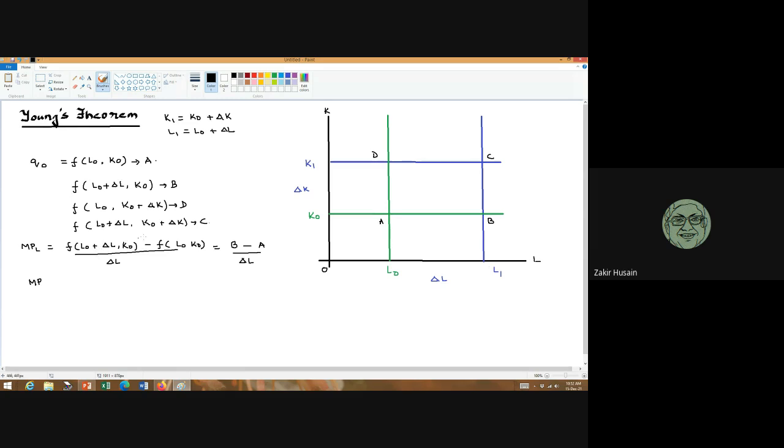Now, this is evaluated from when you are starting from A. Suppose you have increased capital to K1. In that case, what is the increase in the marginal product of labor? So this is evaluated at K0. So this will be L.